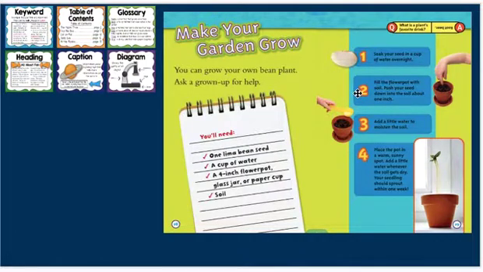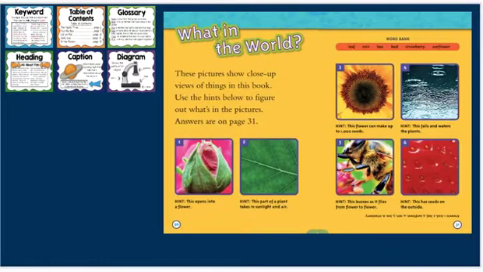Second, fill the flower pot with soil. Push your seed down into the soil about 1 inch. 3, add a little water to moisten the soil. And 4, place the pot in a warm, sunny spot. Add a little water whenever the soil gets dry. Your seedling should sprout within 1 week. Ooh, let me know if anybody does that at home.